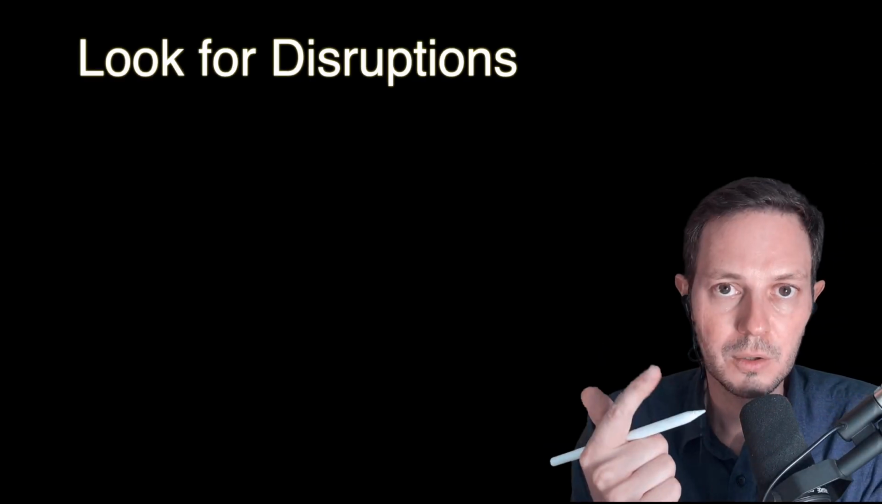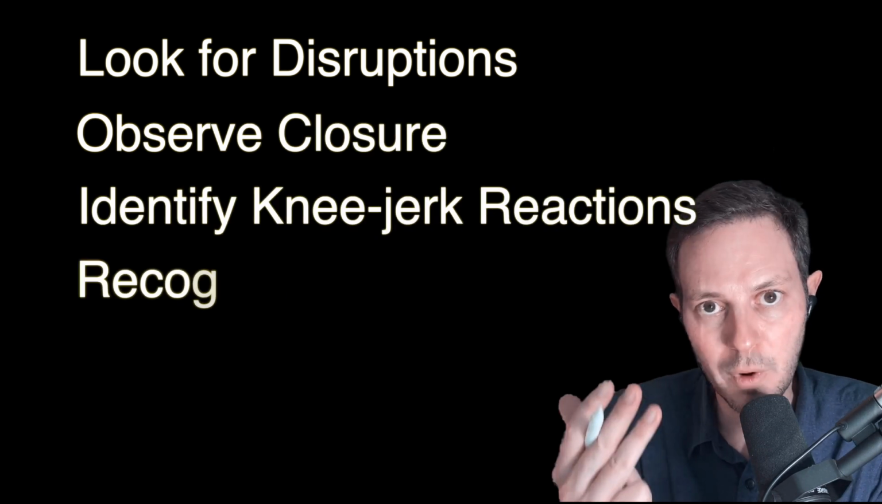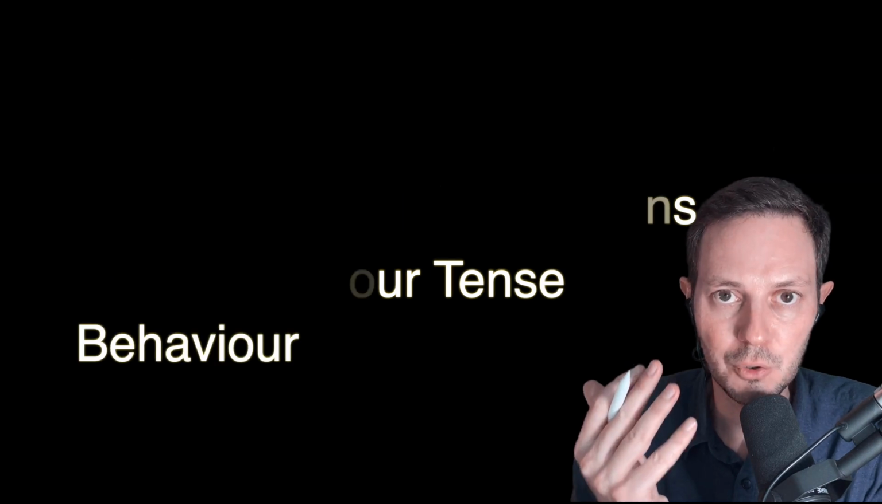So to summarize, look for the disruptions, look to see how it works with the closure, look for your knee-jerk reaction, recognize your tense behavior and try to replace it by neutral behavior. If you're stuck in these situations, it can be very, very hard to see the forest for the trees. And that's one of the goals, to keep you confused so that you don't take a step back, you don't think, you don't gain autonomy. Try to use this to gain a bit more headspace, figure out what you want so you can take control of your life again and reduce the control that toxic people have over you.